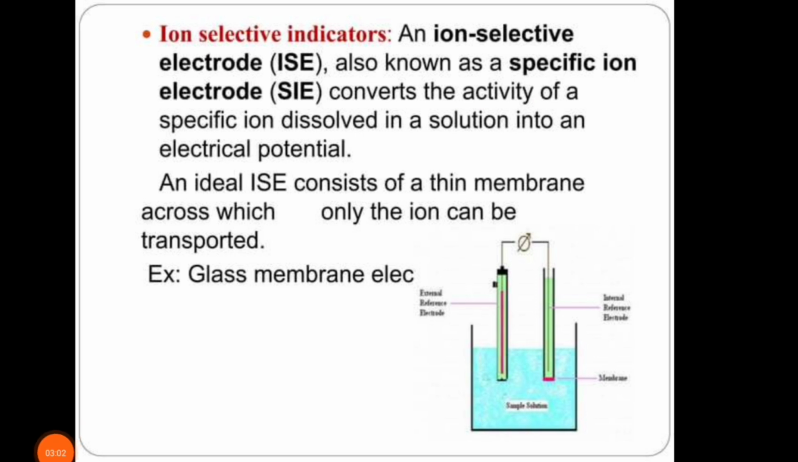Ion selective electrode. An ion selective electrode, also known as a specific ion electrode, converts the activity of a specific ion dissolved in a solution into an electrical potential. An ideal ISE consists of a thin membrane across which only the ion can be transported. An example is the glass membrane electrode.